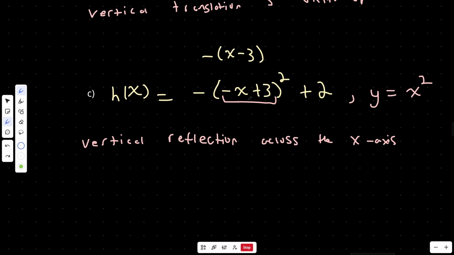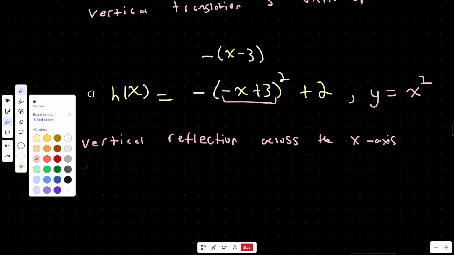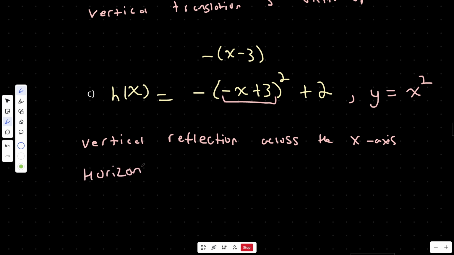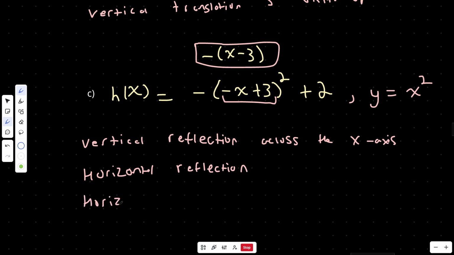So let's start by stating the horizontal reflection, because there's a horizontal reflection, so we can say horizontal reflection. And we're going to be basing our transformations on this because we have to make sure everything's in factored form. So we can also say it's going right 3 units. So we can say horizontal translation right 3 units. And lastly, for our vertical translation, that's our last transformation left.